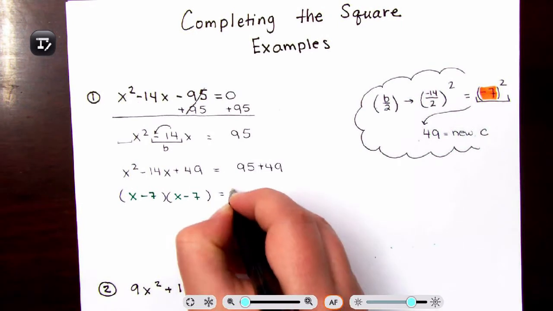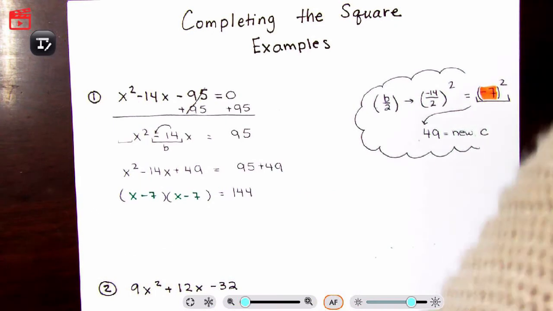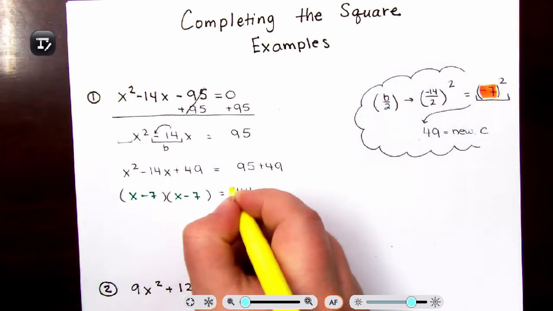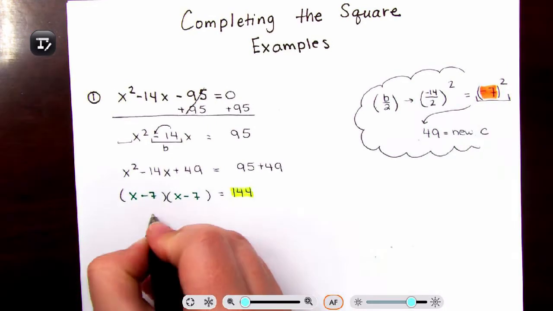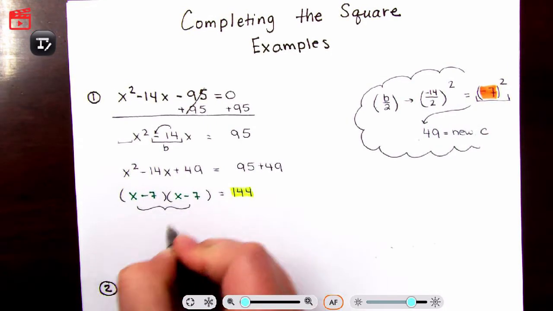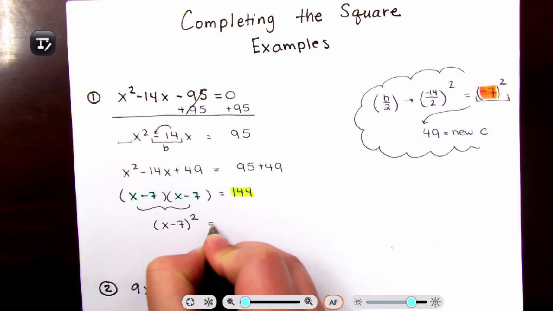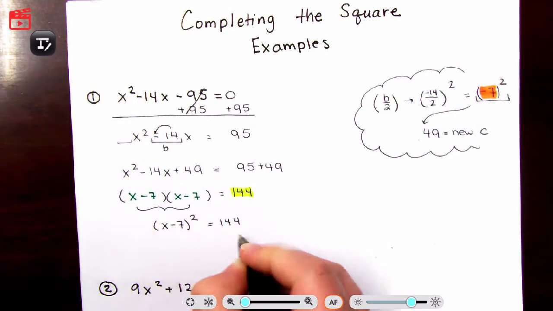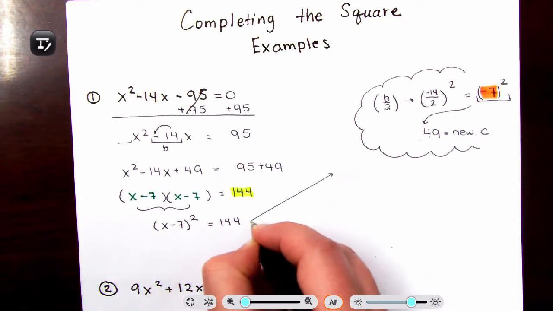144. Now here's my first check. If this number, get a highlighter, if this number is negative, that means you have no solution. If it is positive, then you can continue. 144 is a positive number, so I'm going to continue. Here I'm going to rewrite this as a factored squared. From this point here, I'm going to rewrite this in two different ways.